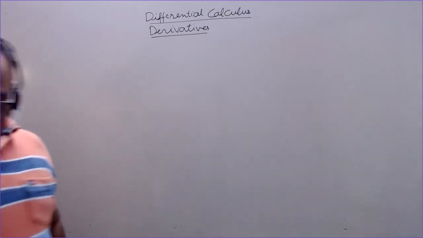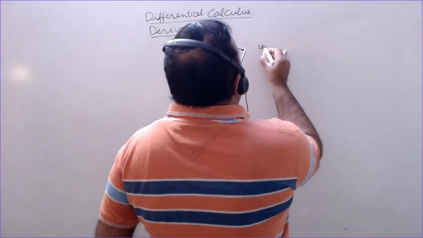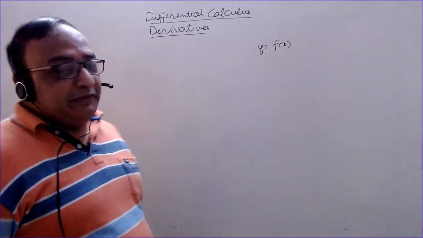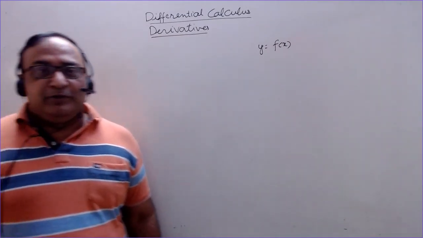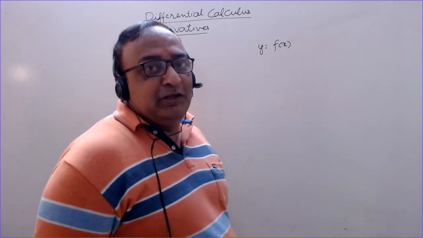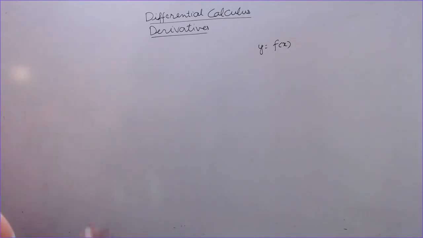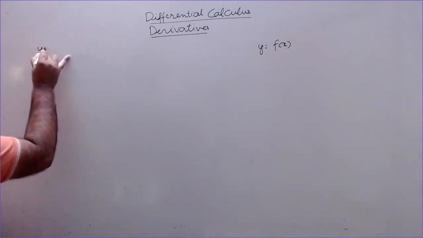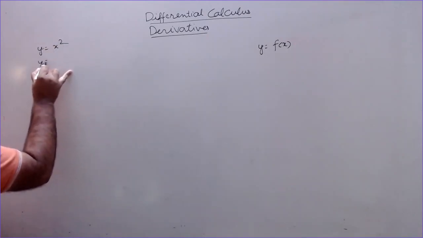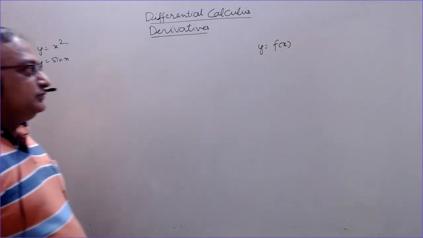What is a derivative? Suppose we have a function given by y is equal to f(x). Here x is the variable, the value of which is to be inserted, so it is the independent variable, and y is the dependent variable because the value of y depends upon x. You can write several types of functions like y equal to x square, y equal to x cube, y equal to sine x, and so on. These are different types of functions.